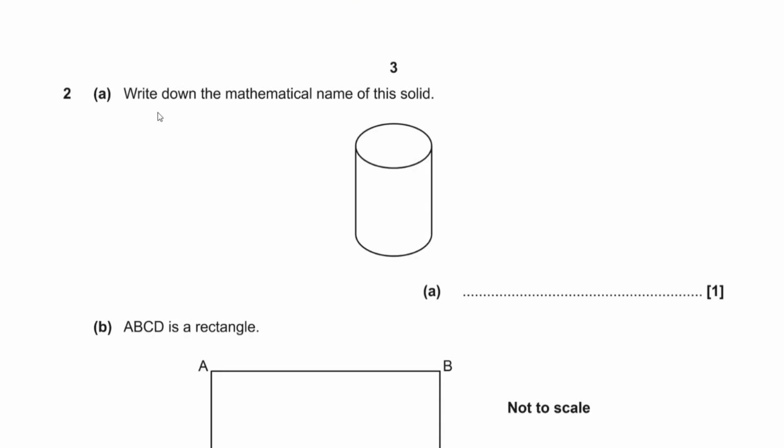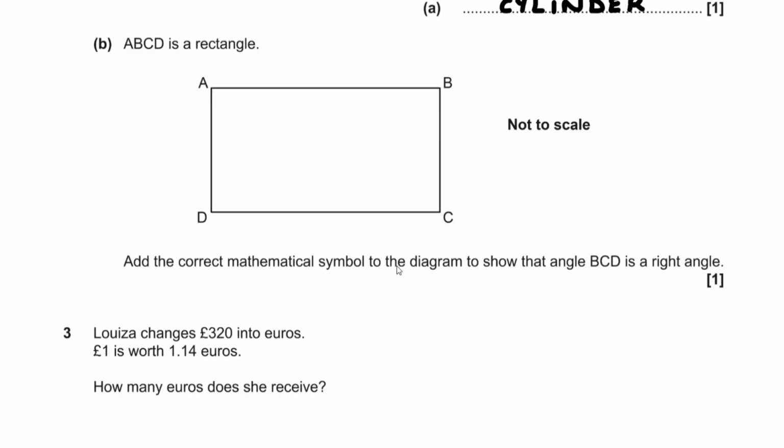Question number 2, part A. Write down the mathematical name of the solid. Here we have a cylinder. Part B, ABCD is a rectangle. We have to add the correct mathematical symbol to the diagram to show that the angle BCD is a right angle. BCD is this angle here. Here is the correct symbol.